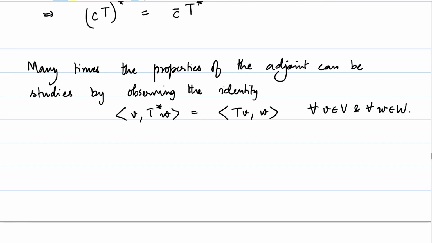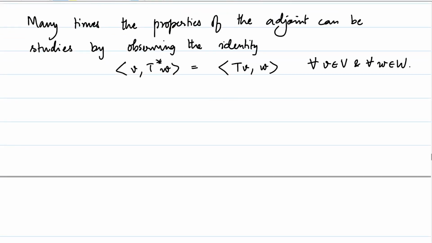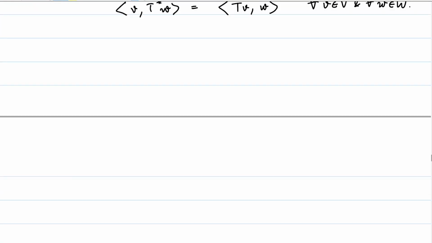Let's look at a few conclusions that we can draw by using this identity. So what will be the first one? The first one would be to notice T star, the adjoint of the adjoint. Let's see what this is. So this is what we would like to conclude. So let's see a few properties. Let's try to study first the adjoint of the adjoint. So to do that, let's start with T star star.